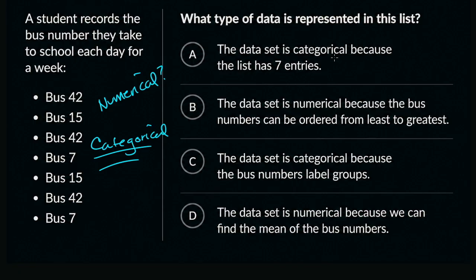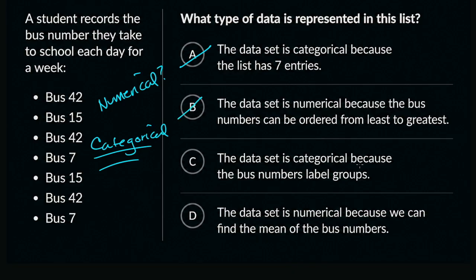So the data is categorical because the list has 7 entries. No, that's not a reason to be categorical. The data is numerical because the bus numbers can be ordered from least to greatest. That is true that it can be ordered, but that doesn't make it numerical data. In order for that to be numerical, it has to be measuring or quantifying something meaningful, something that we care about.